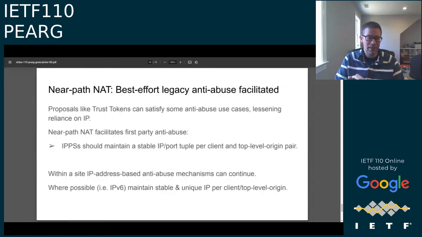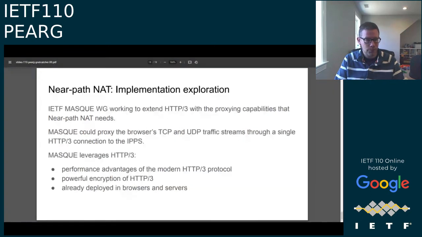If we have IPv6 between the IPPS and the server, that allows us to present a unique IP address to each server. So if the server has some sort of legacy anti-abuse where they're just looking at the IP address and blocking ones that look like abuse, they can continue to do that because the mapping is constant for the client to the top-level origin. So in this way, we can keep the anti-abuse mechanisms working, even though we're natting the traffic.